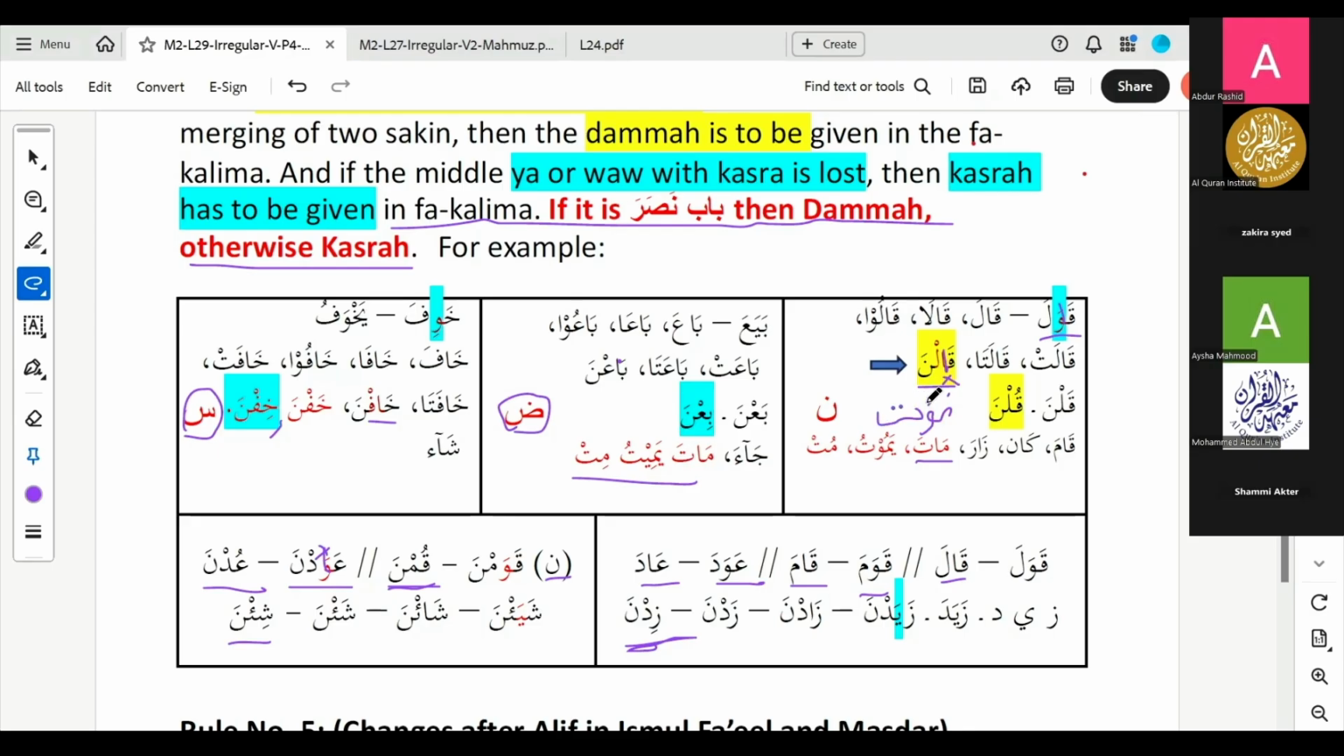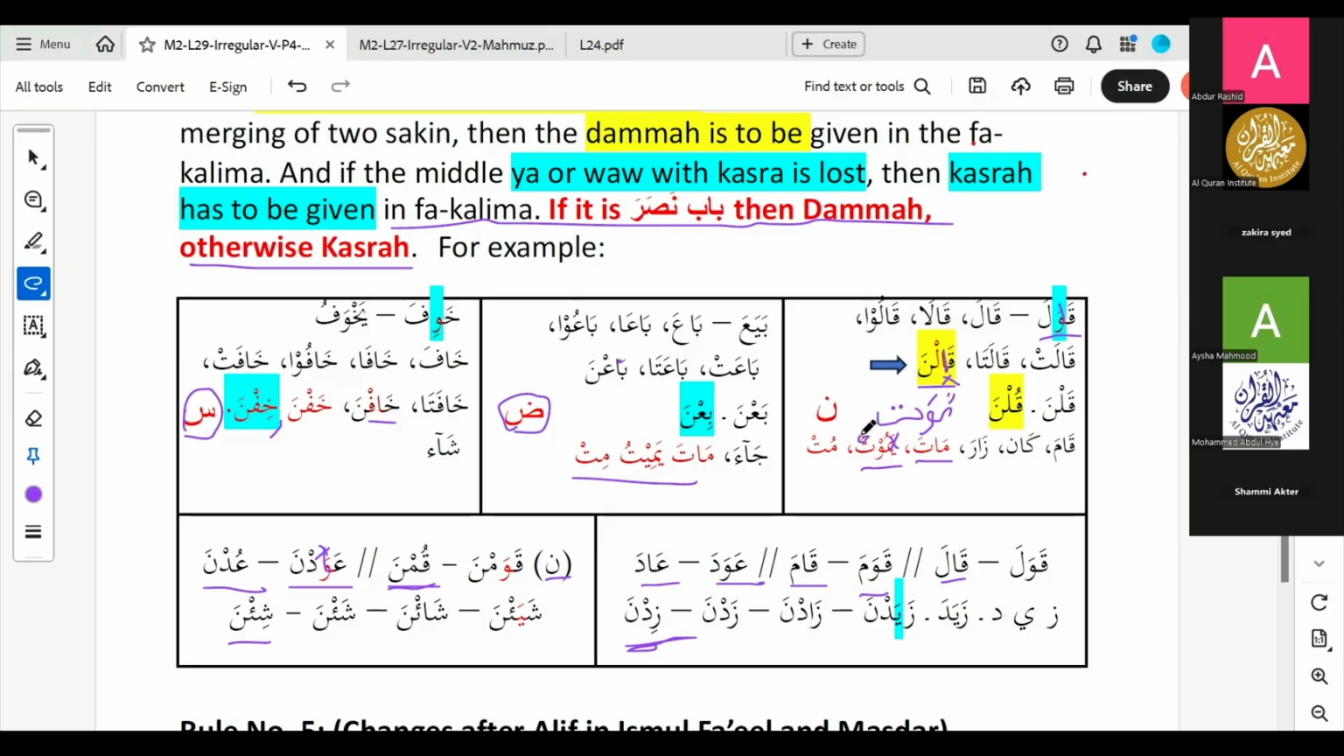So here waw is prominent. Before that fatha, waw turns to alif, it becomes mata. And its mudare is yamutu. So from yamutu, to make the amar, we have to take the second person, tamutu. So from tamutu, the mudare letter we have to drop, it becomes mutu. Then we have to make it majzum.